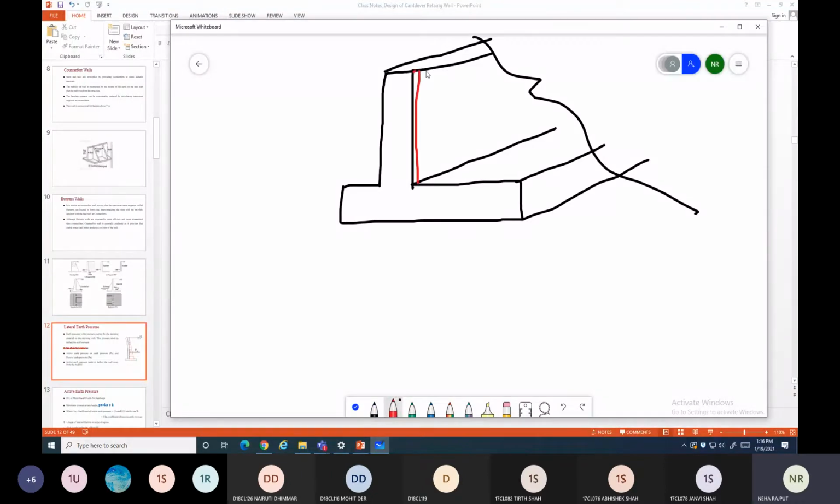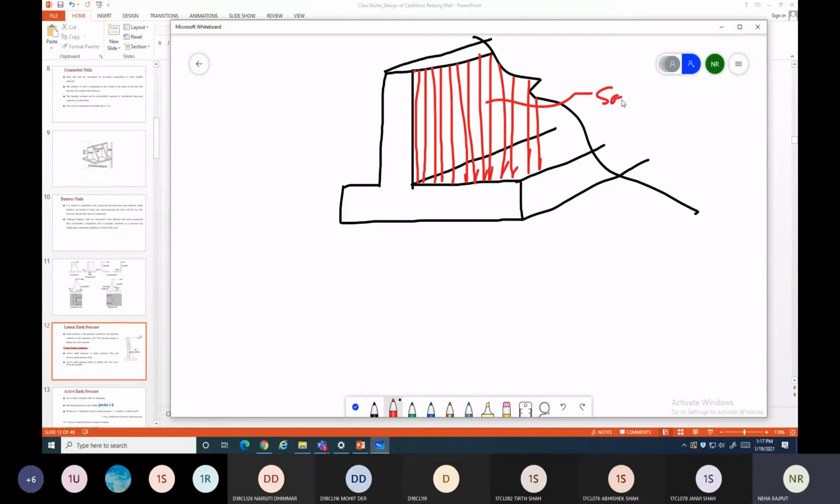These are all the soil masses which rest on the heel portion, and this wall restrains the soil mass or retains the soil mass. So these are all the soil masses on the hillside. Now this soil mass is nothing but the earth mass or the backfill.